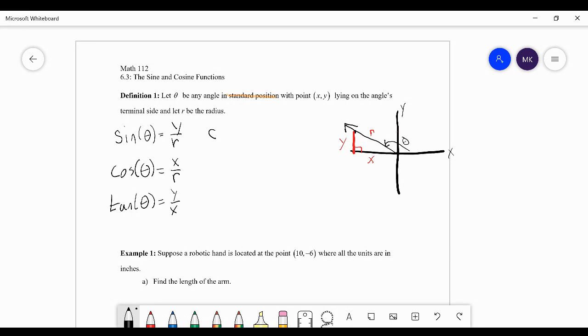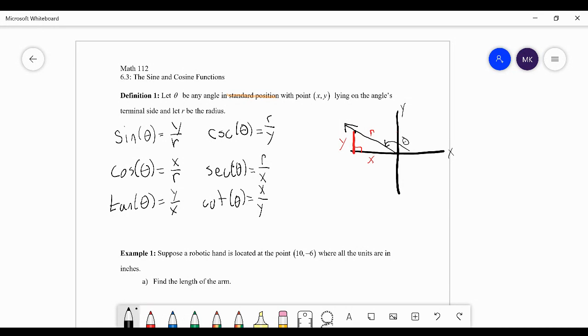Similarly, if we know what sine is, then cosecant is just the flip of that, so it's r over y. Secant of theta is r over x, and cotangent of theta is x over y.